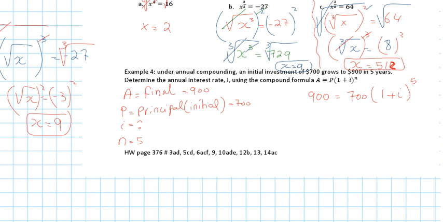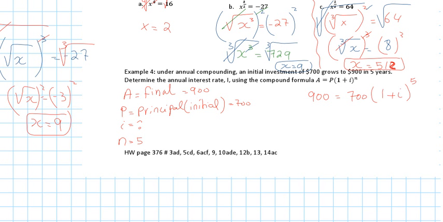What do you want to do first? Do you want to isolate for I? Remember that we're doing isolation. Isolation means getting rid of everything with the I, by doing what? Opposite operation, following reverse order. So what do you want to do first? Divide by 700. Divide by 700 first.